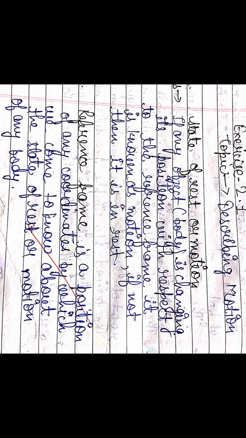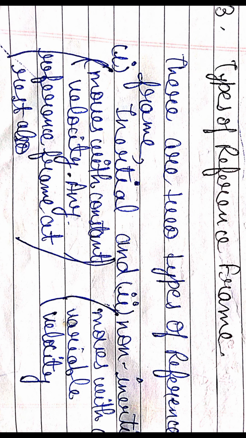So let's begin with this chapter. First point is state of rest or motion. If any object, or you can say a body, is changing its position with respect to the reference frame, it is known as motion, if not then it is at rest. Now what is a reference frame? It is a position of any coordinates by which we come to know about the state of rest or motion of any body.